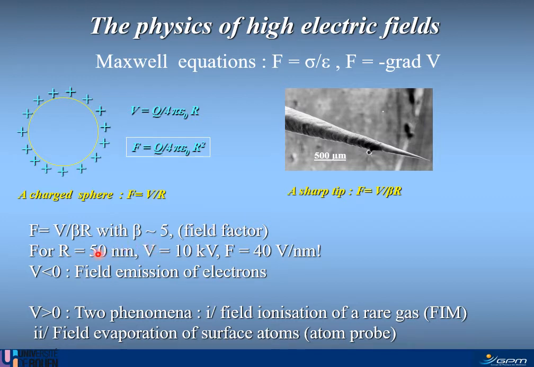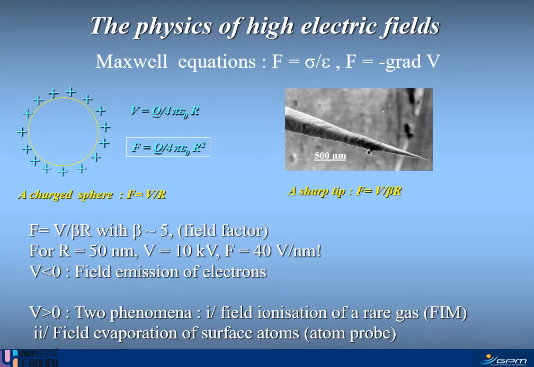For instance, if you take a tip radius of 50 nanometers and the applied voltage equal to 10 kilovolt, then the field produced will be close to 40 volt per nanometer. So this is a very large, high electric field. If the applied voltage is negative, you will repel electrons, so you will have field emission of electrons. We won't talk about this technique, which is called FEM, for field emission microscopy.